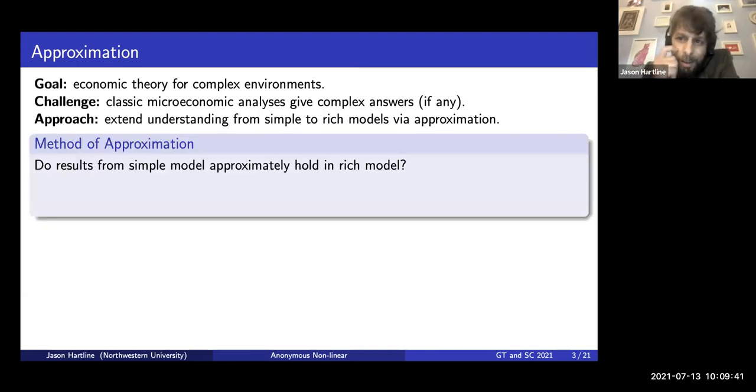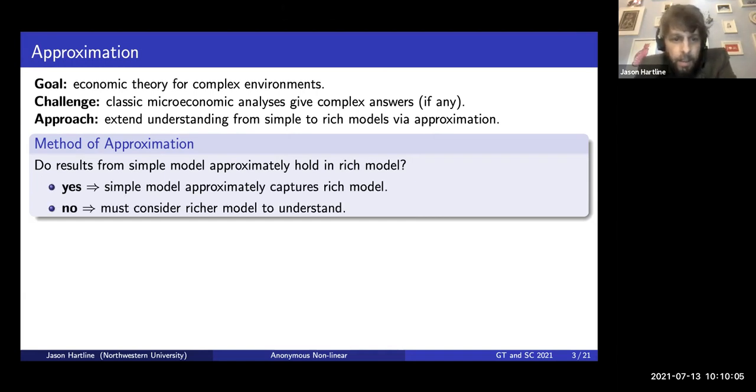We're going to be invoking what I call the method of approximation, and that is trying to understand the world using the toolkit of approximation. For example, we're going to be asking whether results for simple models approximately hold in richer models. If the answer is yes, then this is great, because it means the simple model approximately captures the rich model, and the extra details that we threw into the model to make it rich actually don't matter that much for understanding what's going on.